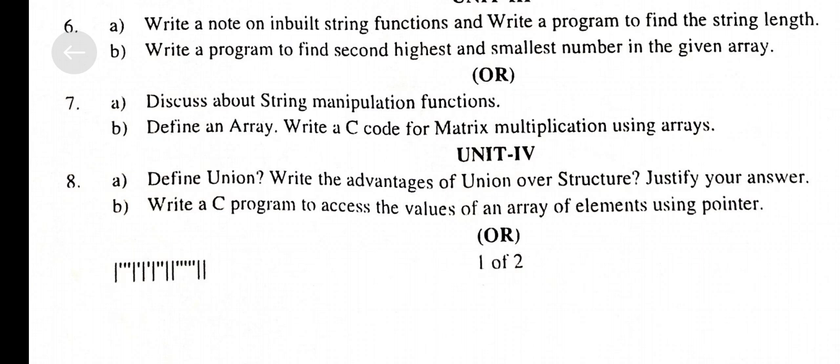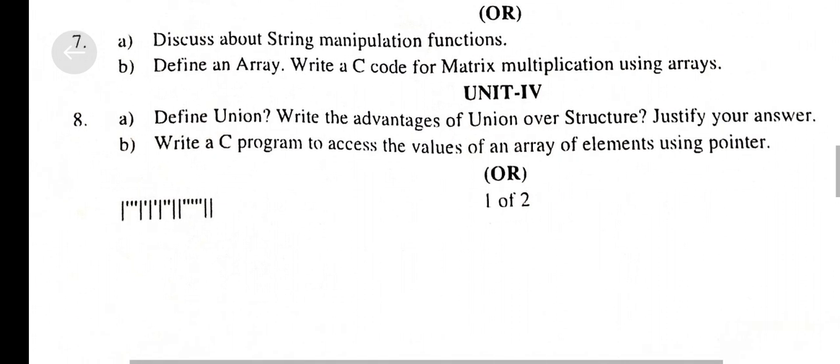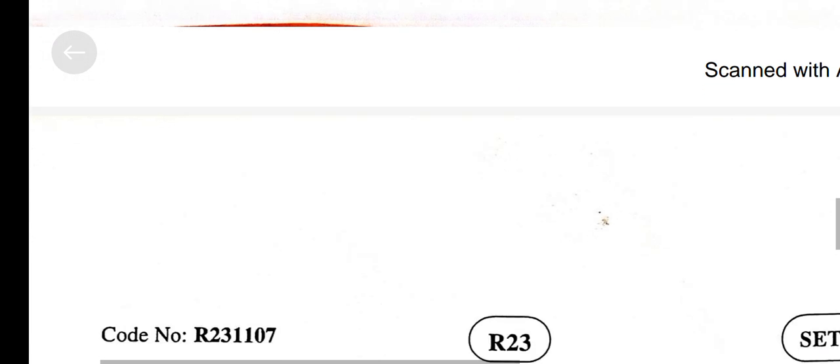Define an array. Write a C code for matrix multiplication using arrays. Unit 4, 8th, Option A: define union. Write the advantages of union over structure. Justify your answer. Write a C program to access the values of an array of elements using pointer.